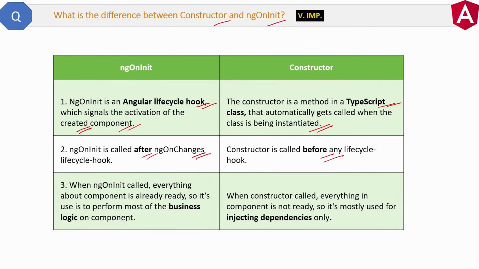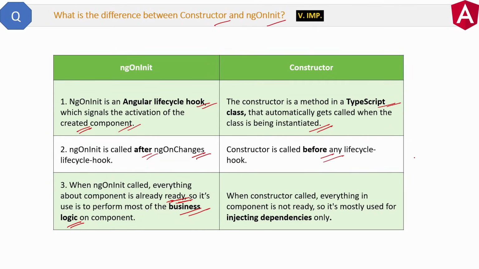This can be a separate question and it's a very important question. When to use what for coding? When ngOnInit is called, everything about the component is already ready, or you can say it is already created. So developers use it to perform most of the business logic on the component, and that code is written inside this ngOnInit lifecycle hook. Because if you perform operations when things are not ready, for example, if you perform business logic before ngOnInit, then many times the application can break because the component is still not ready.